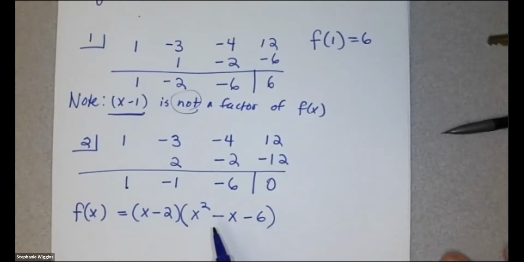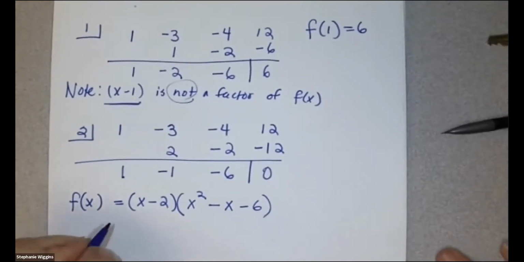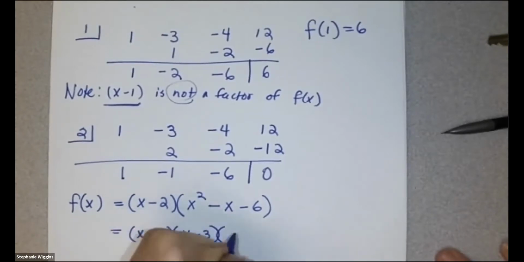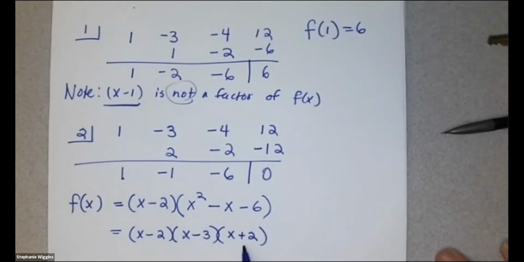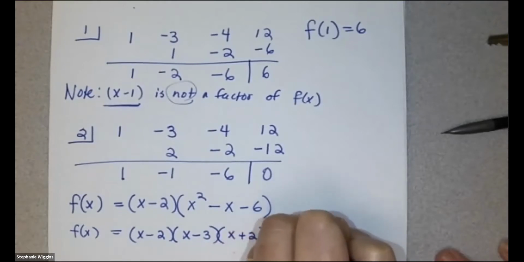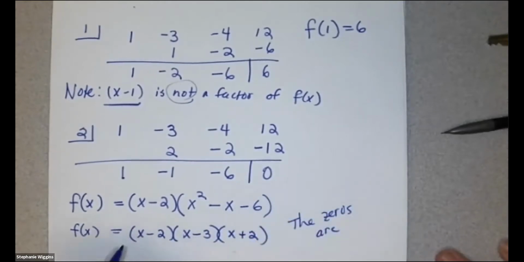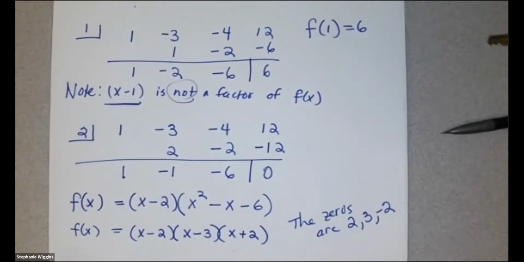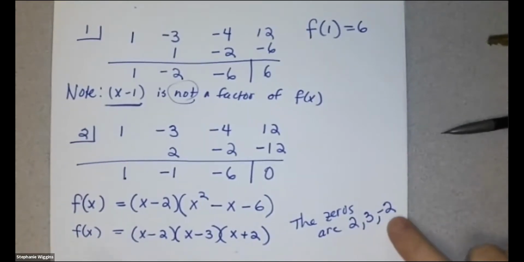And then to continue the factorization, we can go ahead and factor this. We have x minus 2, and this becomes x minus 3 times x plus 2, right? If you FOIL that, you can see -3x plus 2x gives me -x, and 2 times -3 is -6. So by finding one of the factors, I'm able to factor the remaining polynomial. And so the zeros are 2, 3, and -2, because you set each factor equal to 0 and solve it, okay?